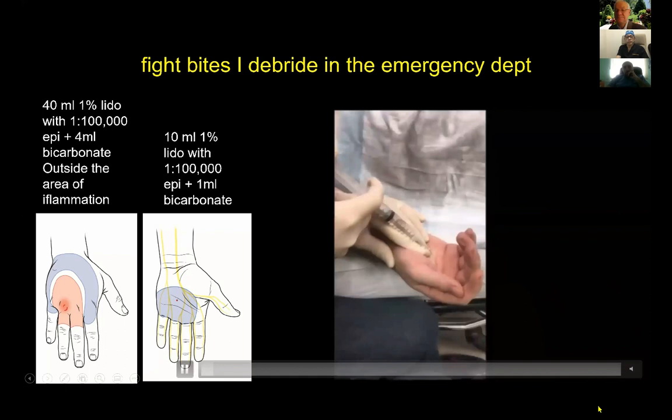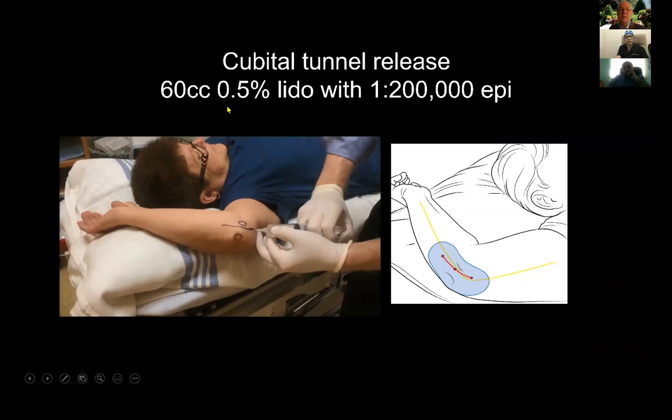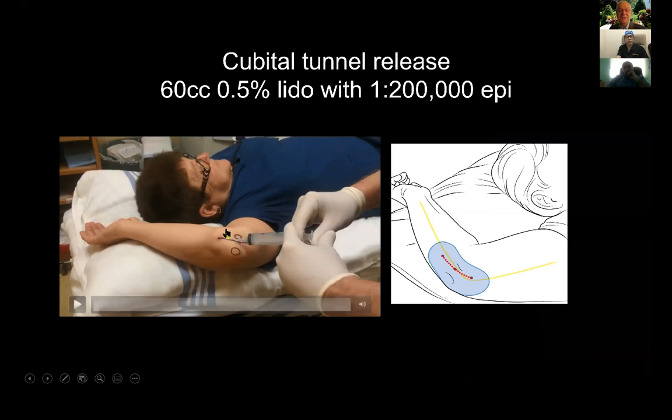With cubital tunnel release, I use 60 milliliters of 0.5% with 1 in 200,000. And you can see the tumescent local anesthesia. So we know that 50 cc's of 1% lidocaine with 1 in 100,000 is extremely safe. So if I need more than 50, like if I'm using between 50 and 100, then I go to 0.5% lidocaine with 1 in 200,000 epinephrine. So I take 50 cc's of 1% with 1 in 100,000 and then 50 cc's of saline, and I just mix the two.